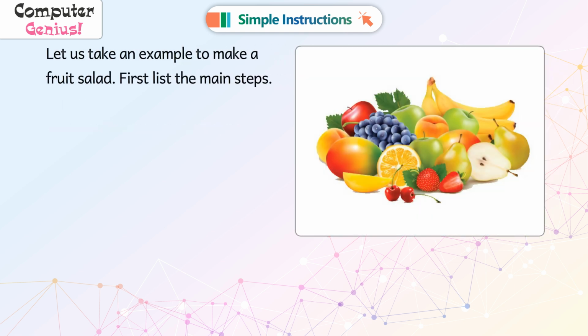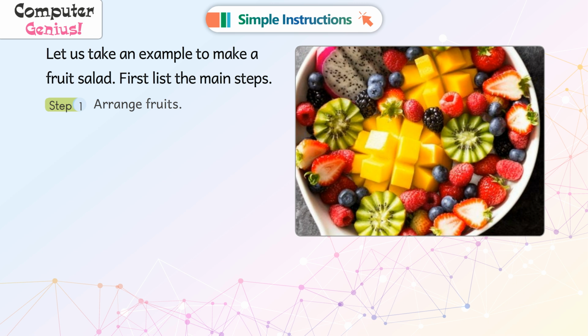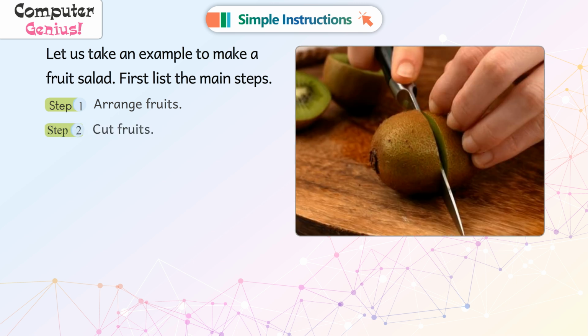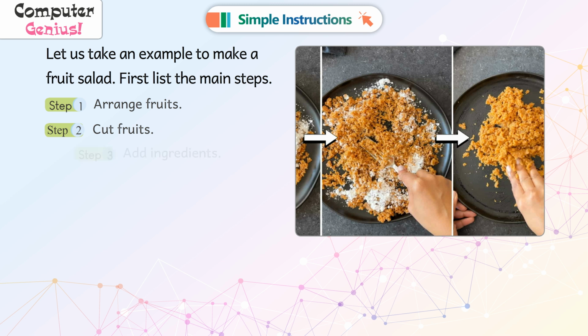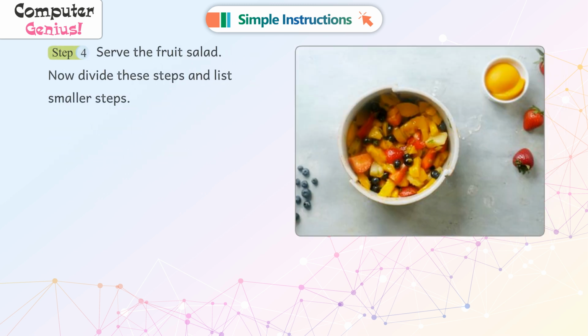Let us take an example to make a fruit salad. First, list the main steps. Step 1. Arrange fruits. Step 2. Cut fruits. Step 3. Add ingredients. Step 4. Serve the fruit salad.